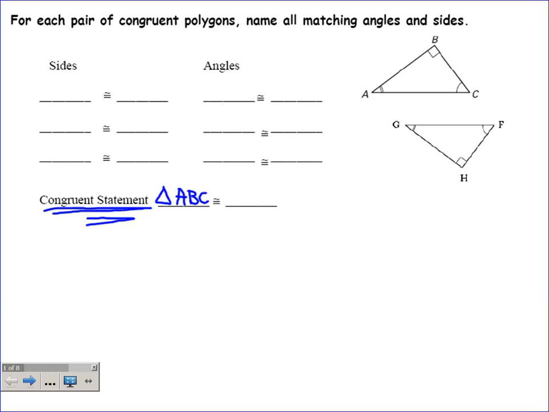Geometry is really, really, really detail oriented. So if there's parallel lines, you've got to draw those little arrows on there. If it's a right angle, you have to put the right angle arc.